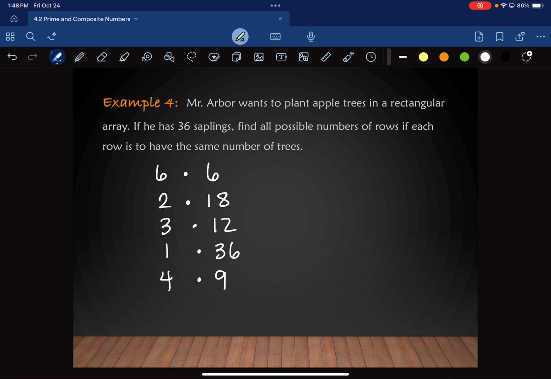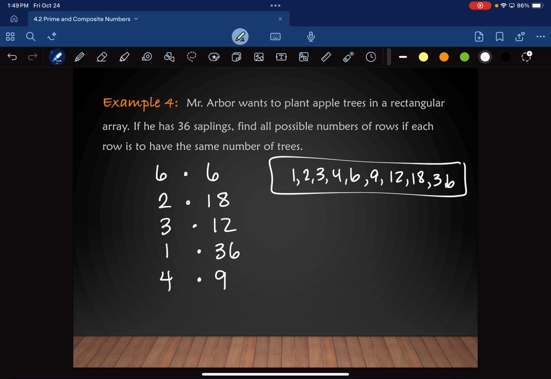We can have rows of any of those lengths. So we can have a row of 1, 2, 3, 4, 6. Those are the small ones if you think about it that way, but you can also go to 9, 12, 18, and then the 36 itself. So these are all possible rows that we could have.